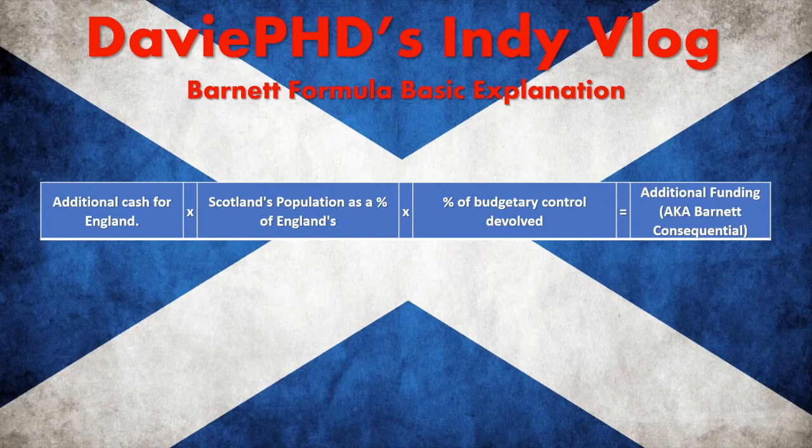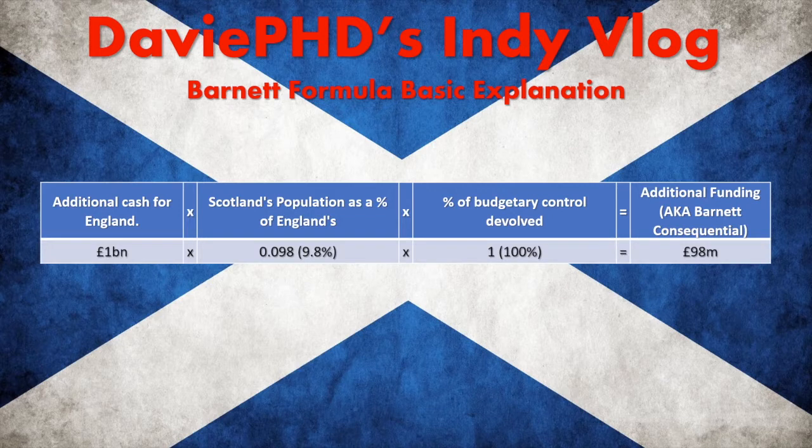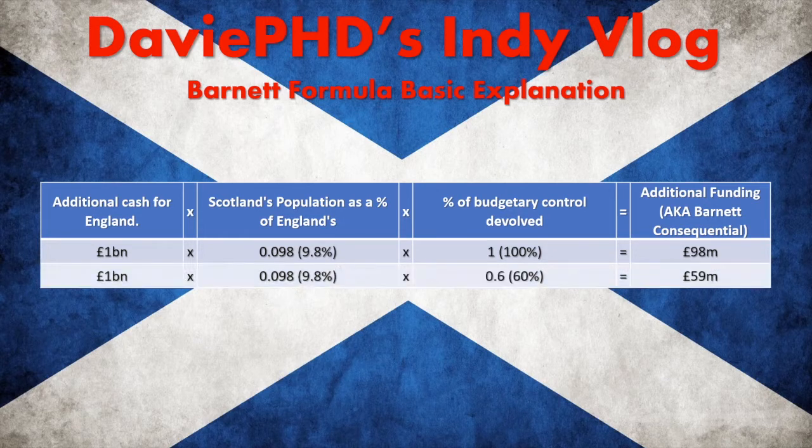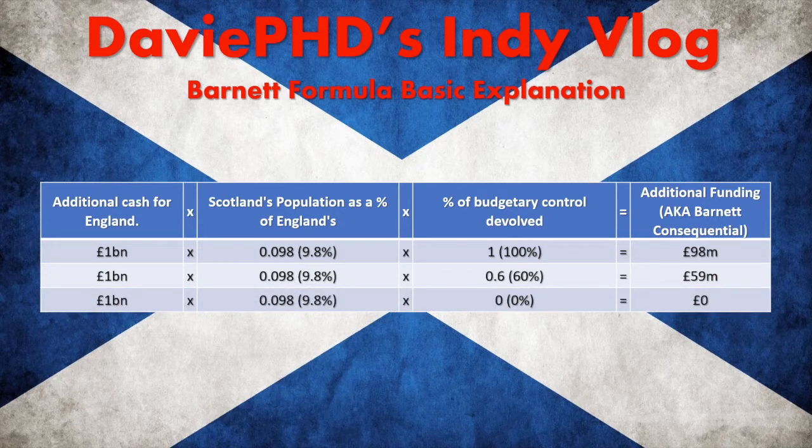Now we'll work through a few examples. If £1 billion additional pounds was being given to a programme in England, with 9.8% of England's population, and we had 100% of budgetary control devolved, we would end up with £98 million. However, a similar programme with 60% budgetary control awarded to Scotland would give us £59 million. Same amount, same population, but 0% of budgetary control would result in zero money coming to Scotland, as you would expect.